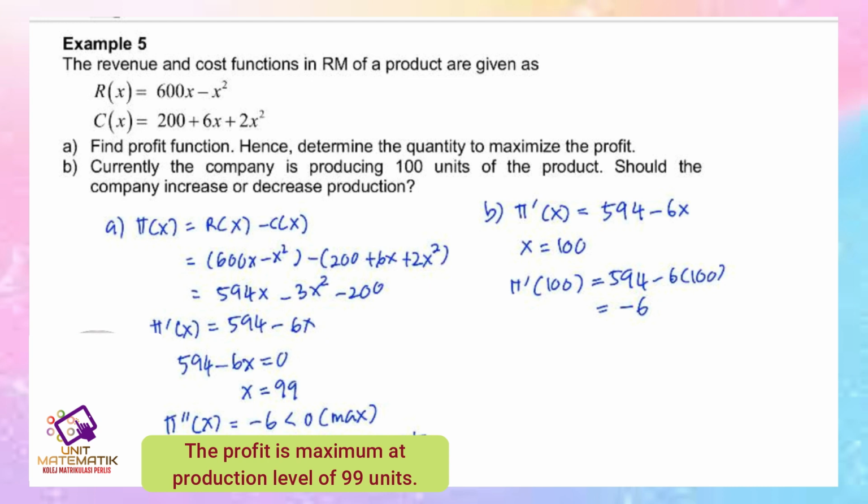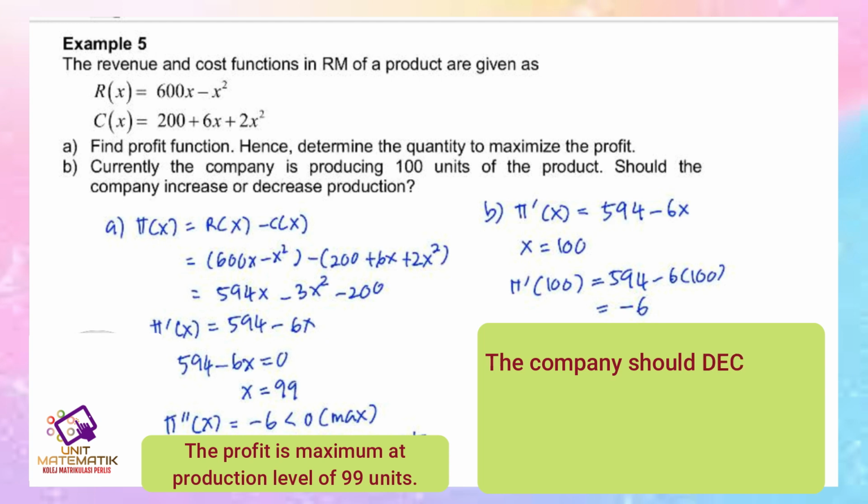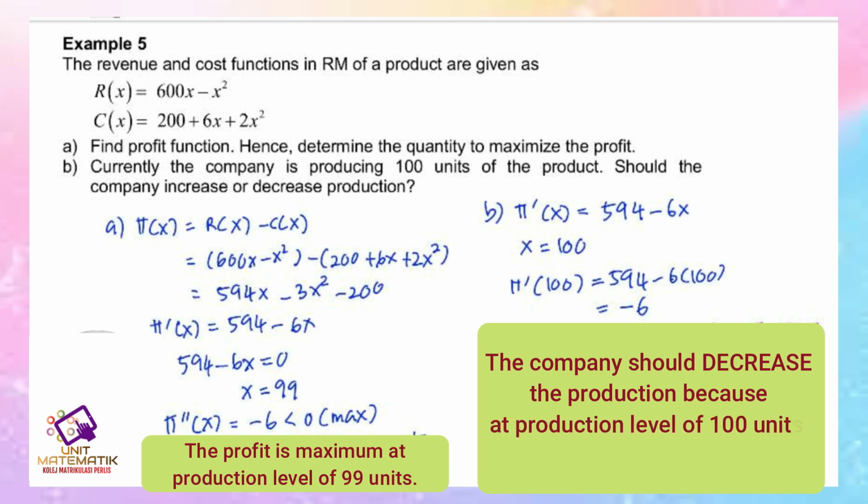What is the conclusion? Increase or decrease? The company should decrease the production. Why? Because at a production level of 100 units, the profit is decreasing because the value is negative. By how much? By 6 ringgit per unit. So that's why the company should decrease the production.